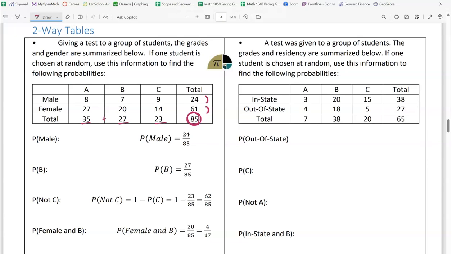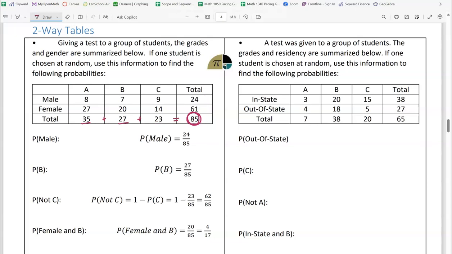So if you add the total of the grades together, it equals 85. If you add the total male and female students, that also equals 85. Do not add them twice. Don't add all the bottom and the sides together because you'll just end up with double your number. Both the bottom and the side should add up to the same thing, and that would be your total.